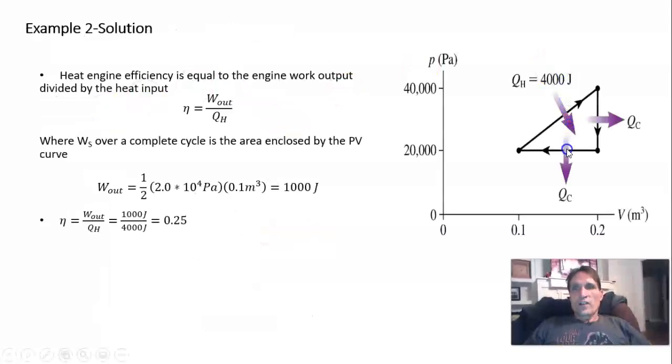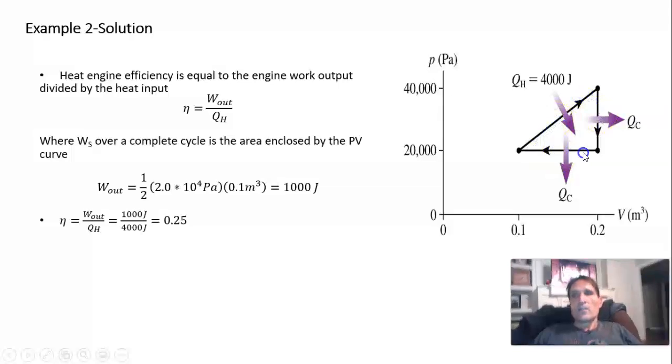So on a quiz or a test, I could also ask you, instead of the efficiency, what is QC? How much heat is exhausted into the cold reservoir? Well, if 4,000 joules of heat comes in, and I get 1,000 joules of work, then 3,000 joules must be exhausted as heat to the cold reservoir, and so QC would be 3,000. So on the exam, you should be able to do calculations like this. You should be able to calculate work for simple geometries, for simple processes, and you should be able to relate that to QH and to QC.